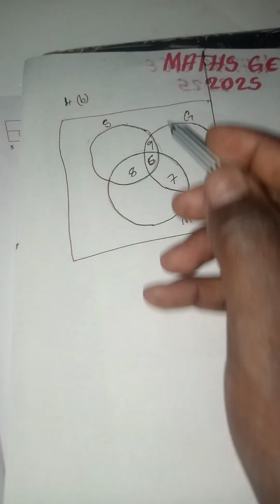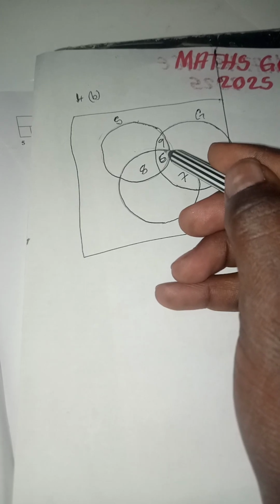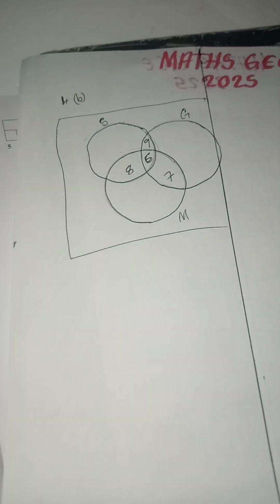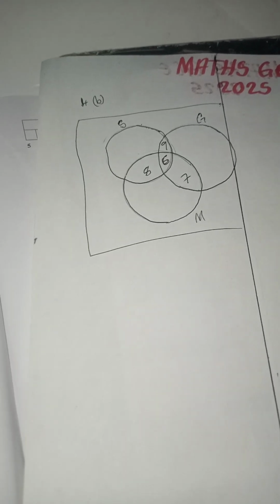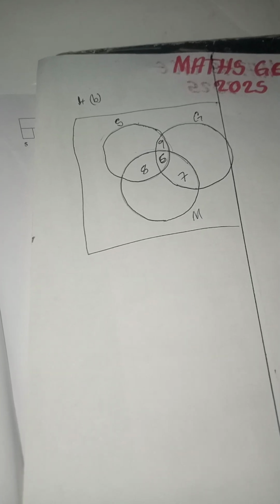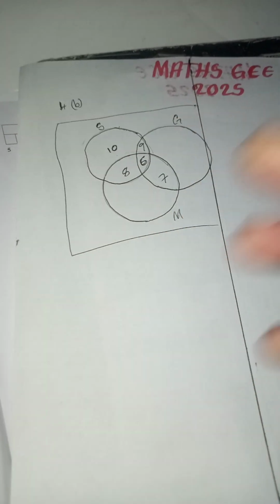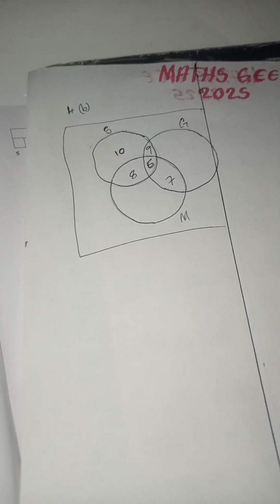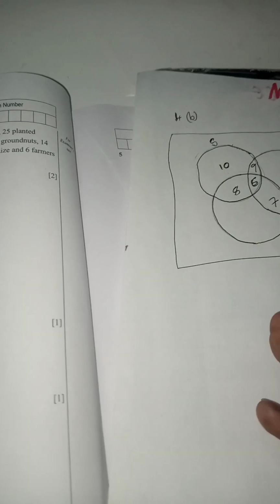So in this case, if we add this 9 plus 6 and that sum plus 8, it's going to give us 23. Then if we subtract 23 from 33, it's going to give us 10. Meaning 10 were the people who are doing sorghum only, without planting other crops.